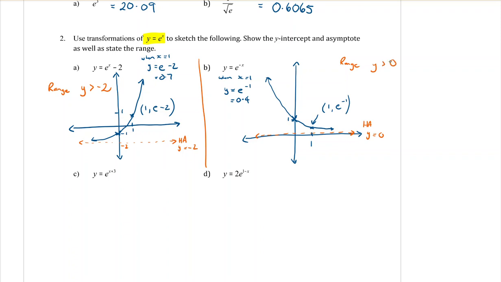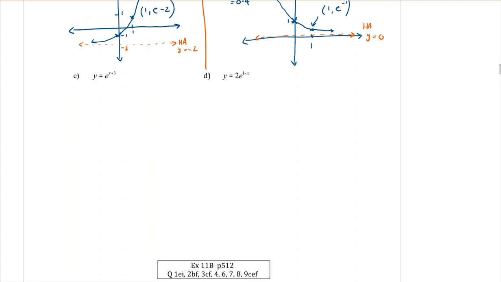Part C, we have y is equal to e to the power of x plus 3. So what is that x plus 3, that extra number in the power, going to do? Now, if it's all combined up there in the top of that power, it's like having it in brackets, which means that's going to move our exponential from side to side. And remember, it moves it in the opposite direction. So if it's a plus 3, it's going to move it 3 spaces to the negative side, or to the left.